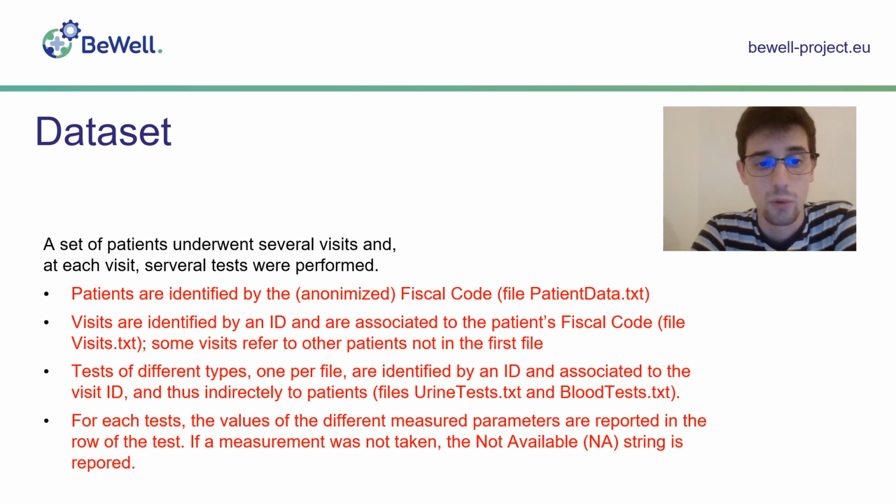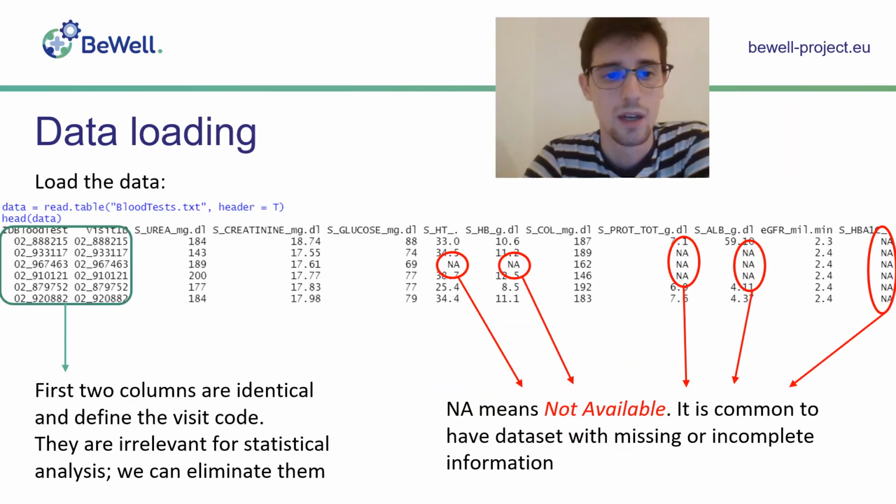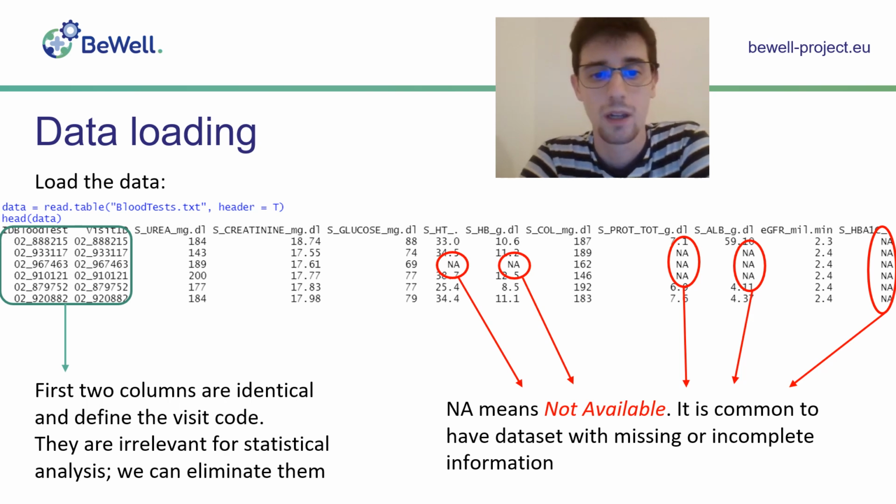Finally, results for urine and blood tests have been saved in text files called urinetest.txt and bloodtest.txt. In particular, we focus on blood tests. Let's load the data in R using the read.table function and selecting the header equal TRUE option to read also the name of each column. Once data have been loaded, we can inspect the first rows using the head function, which displays the first 5 rows.